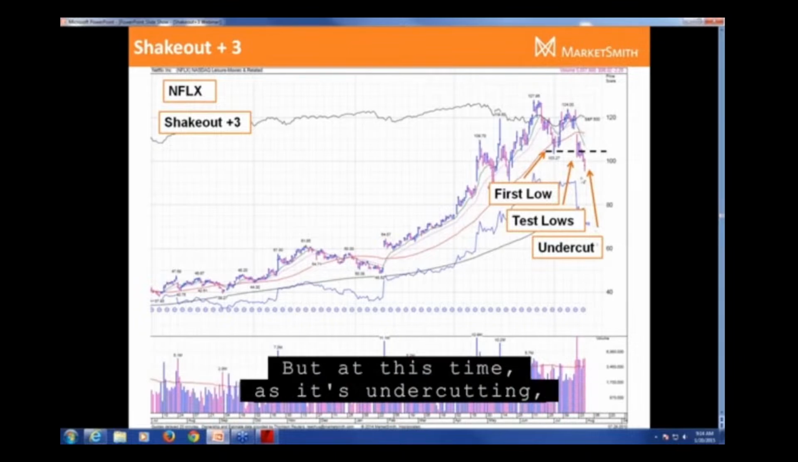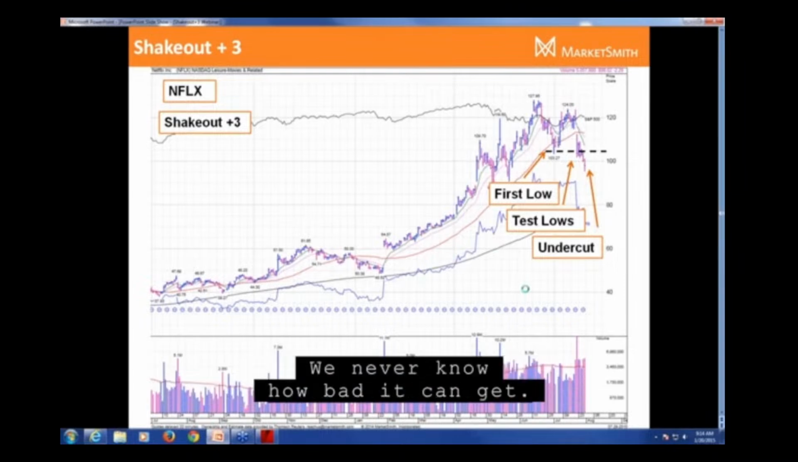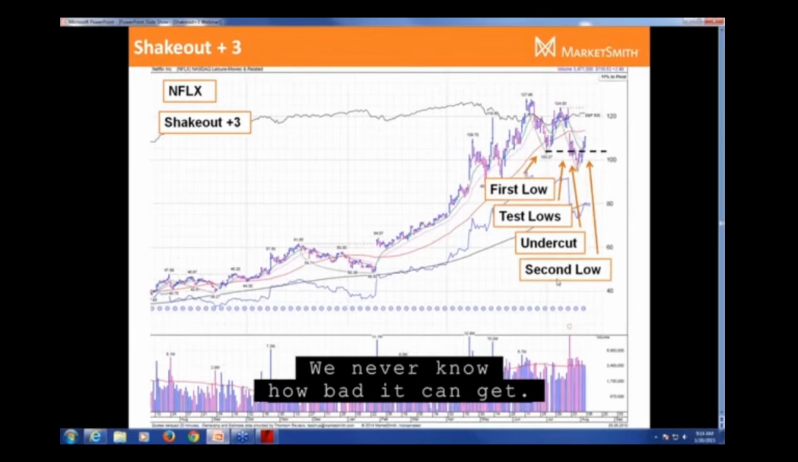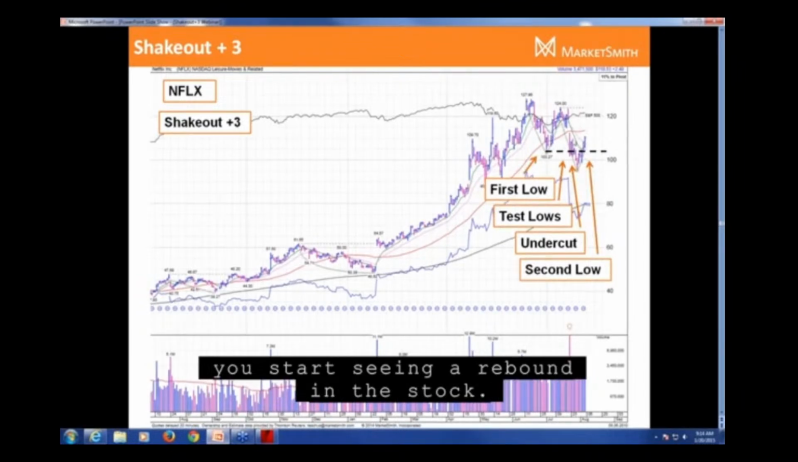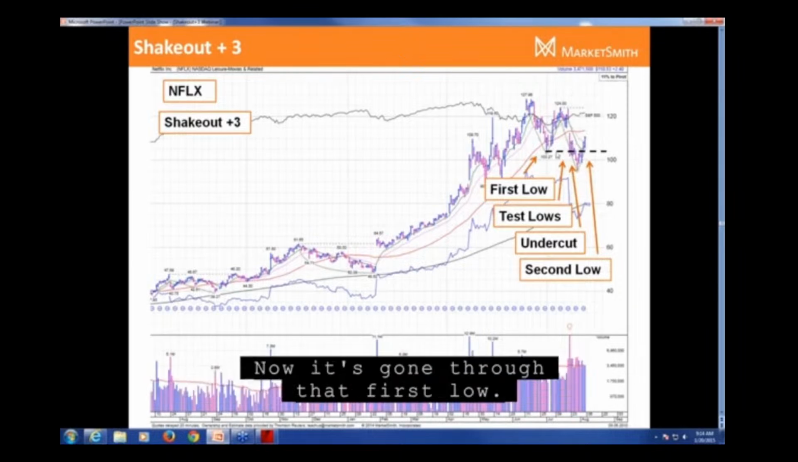But at this time, as it's undercutting, you're staying far away from it. This is dangerous. The stock is starting a downtrend. We never know how bad it can get. It gets a little worse, and then suddenly you start seeing a rebound in the stock. And so the stock comes back up. Now it's gotten through that first low.